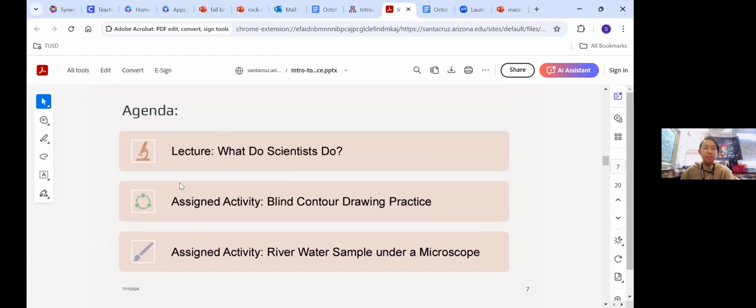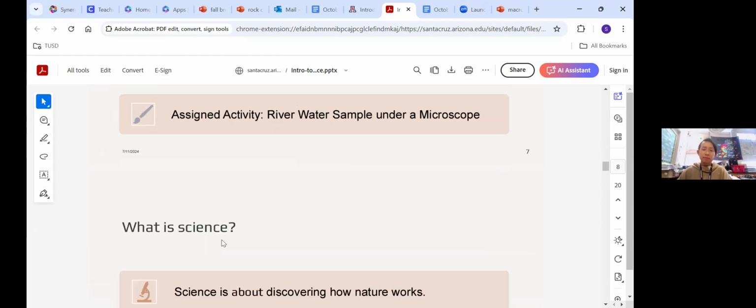We started with the lecture on the first day. And then the second day I did the blind contour drawing. Some of my classes were a little different, where I had to do it the next day. The lecture was just all one day. The blind contour drawing and river water sample, for some classes I was able to do it all in one, and some classes I was not, so I had to split it: one day just contour drawing and the next day the river water sample.